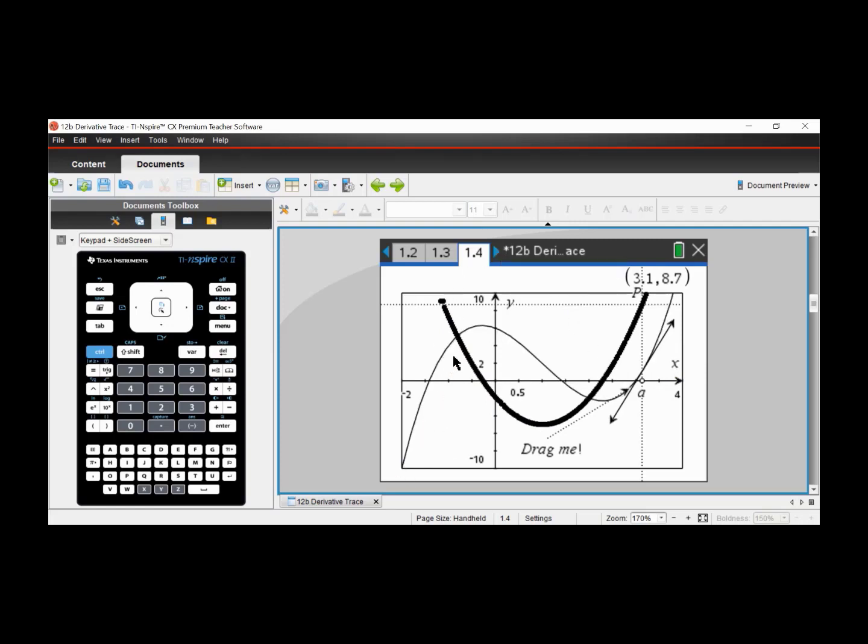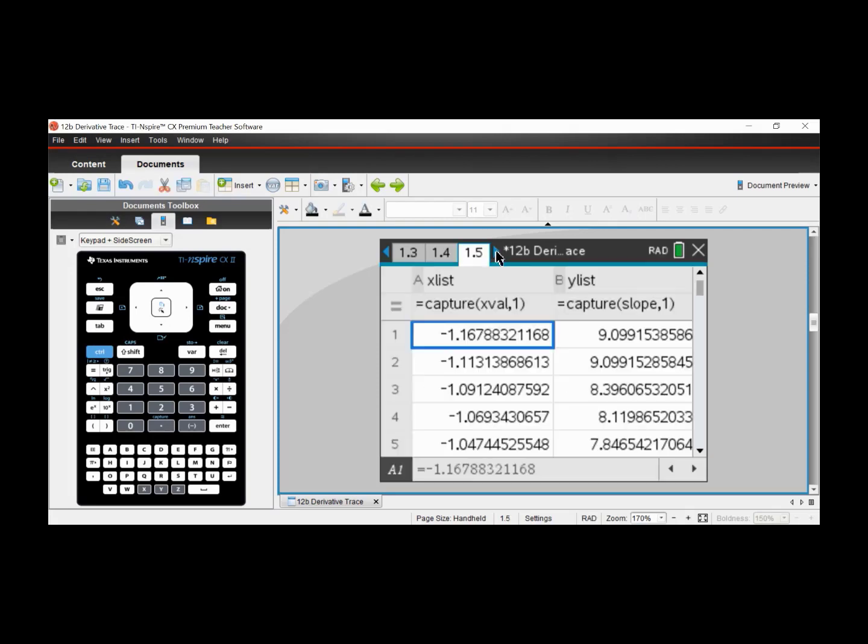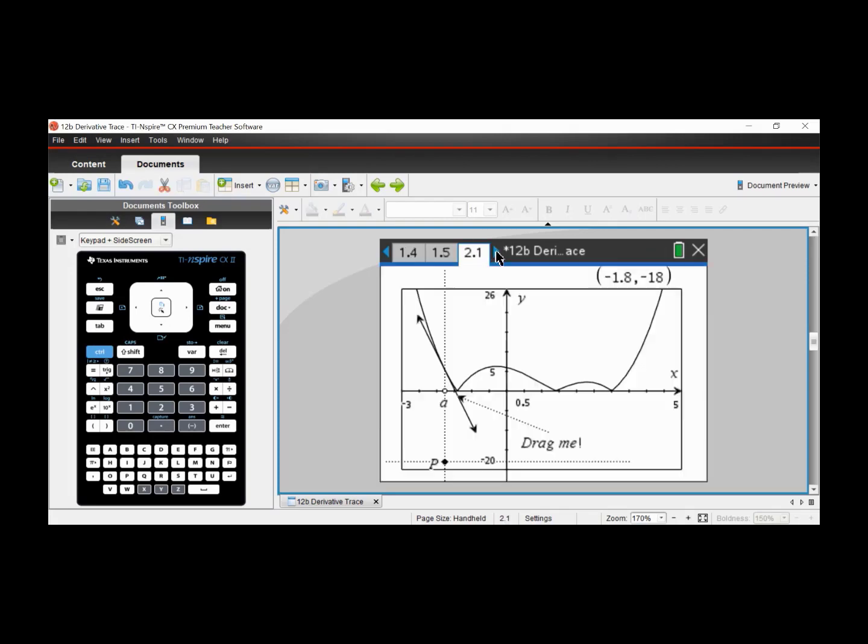And notice how every place the function was increasing, the derivative is positive. When the function is decreasing, the derivative is negative. When the function is increasing again, the derivative is positive. Those are all the points that I dragged it at.